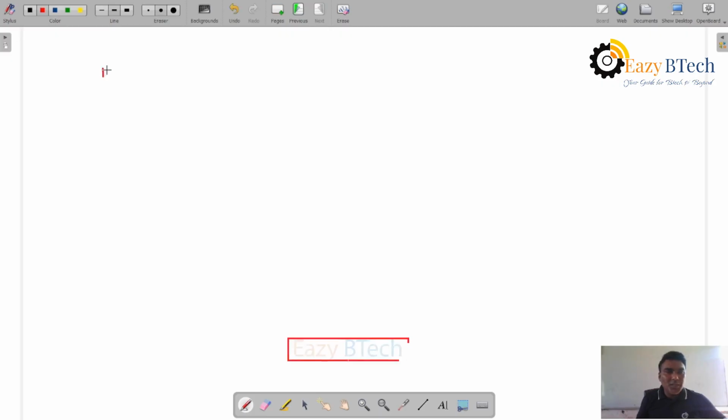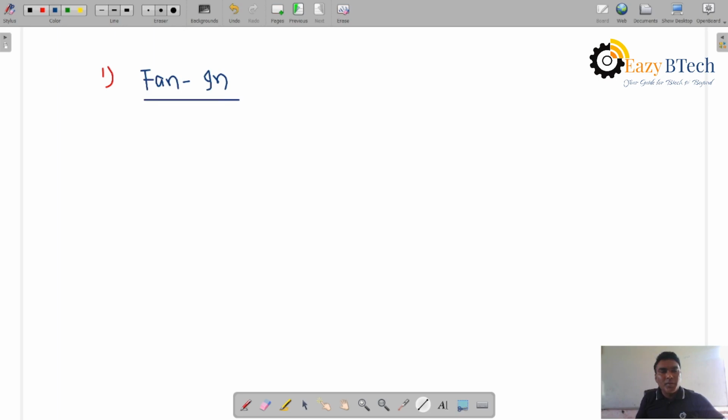The first included parameter is fan in. You see this one, fan in. This may be asked in examination: define the fan in, fan out characteristics of logic gates or transistors. So let us see what is fan in. It is also an included parameter applicable to the speed of a transistor.